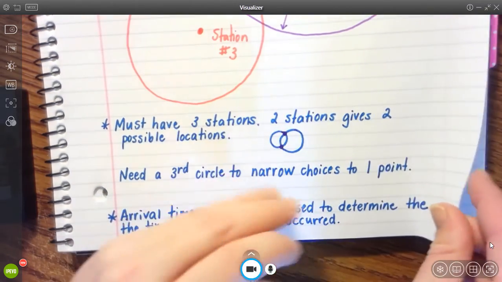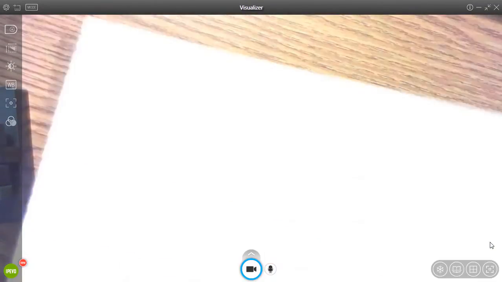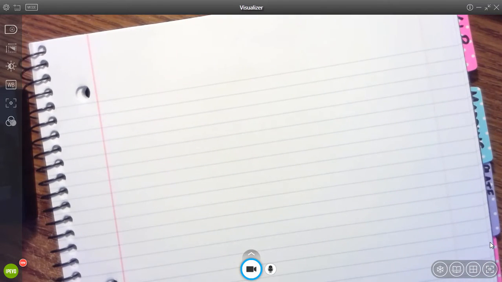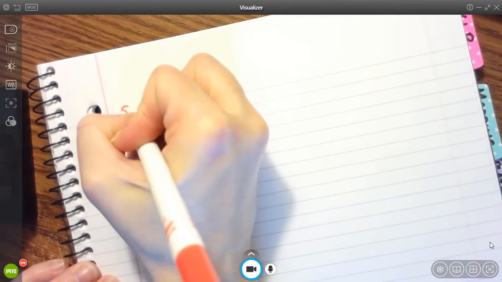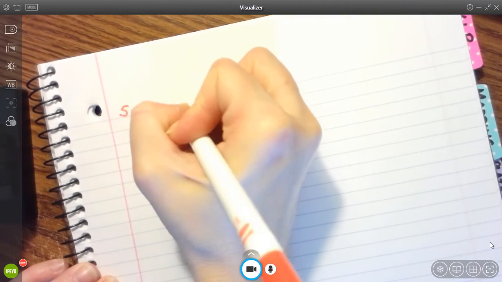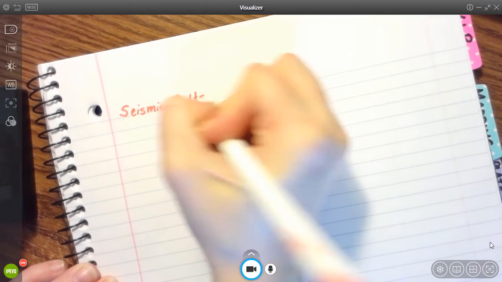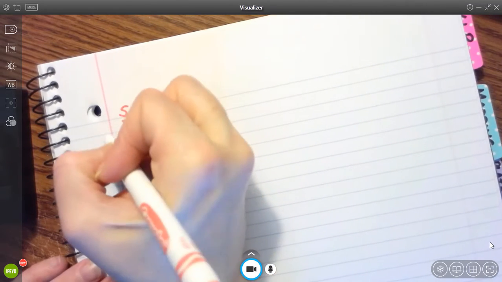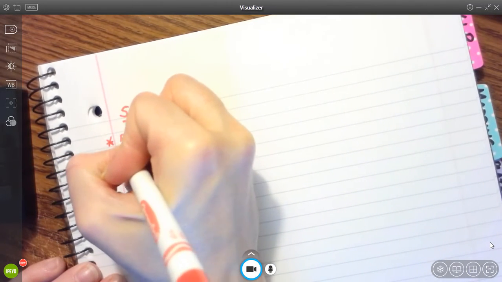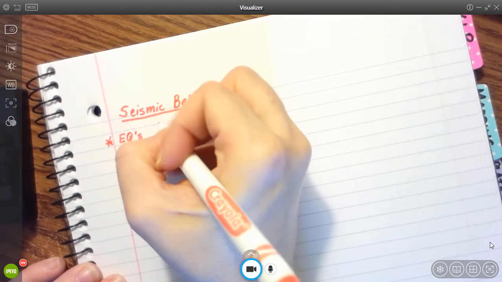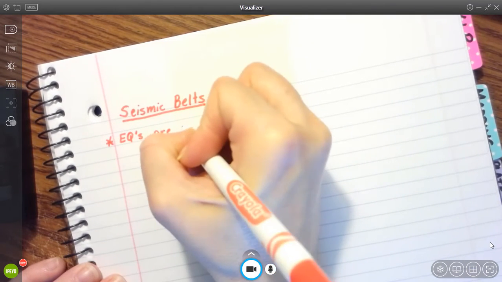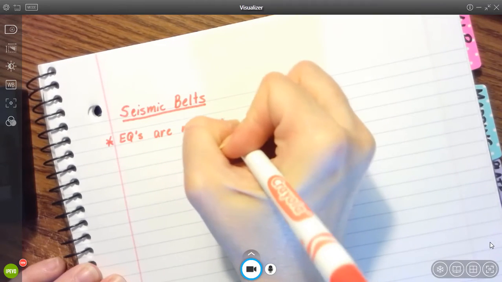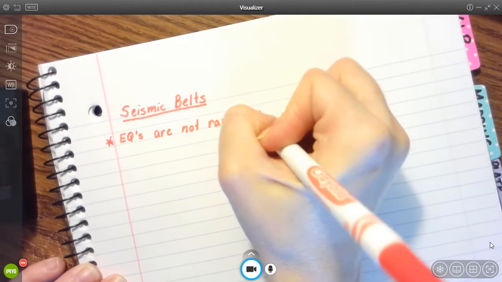There was a little bit more to the end of section 19.3, and that talked about seismic belts. So it's a little bit different than epicenter location, but it kind of took all of the epicenter locations and put them into 2 main categories. So we're going to start off with the fact that earthquakes are not randomly distributed. They don't just happen in totally random places.